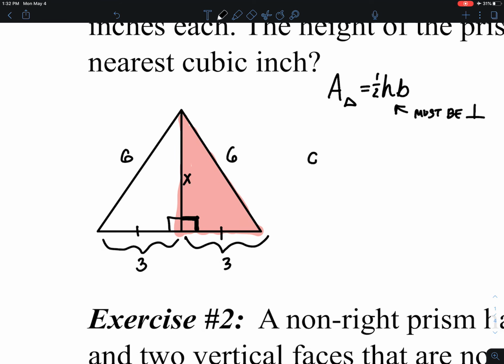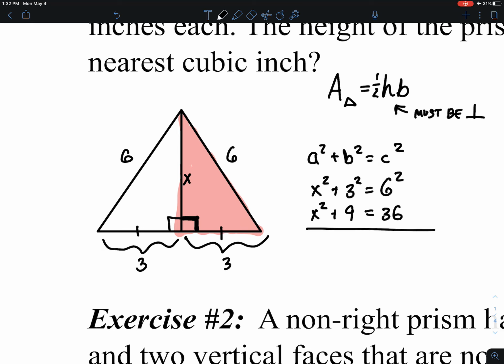And the way that I'm going to do that is I'm going to use the Pythagorean theorem. a squared plus b squared equals c squared. All right? Remember the hypotenuse is always opposite the right angle, which is 6. We'll do 3 squared here, and we'll call this x squared here. So we have 9 plus x squared equals 36. So what we're going to do is subtract 9 from both sides.